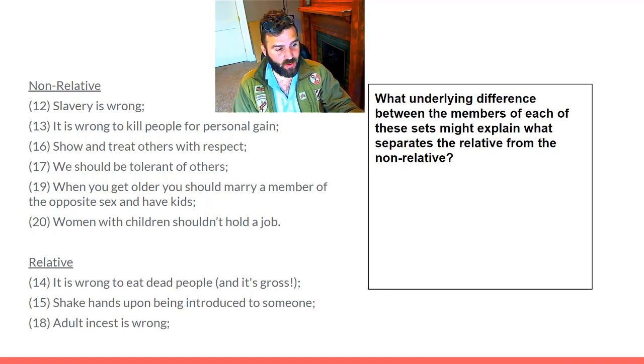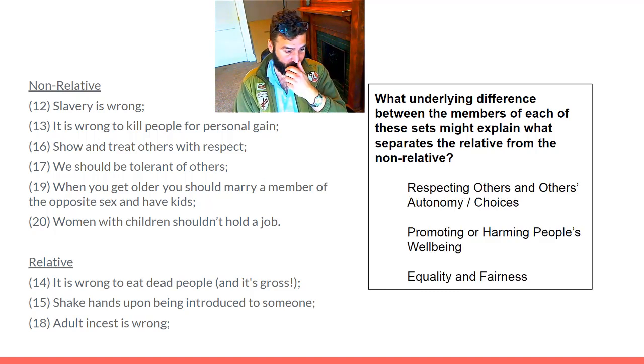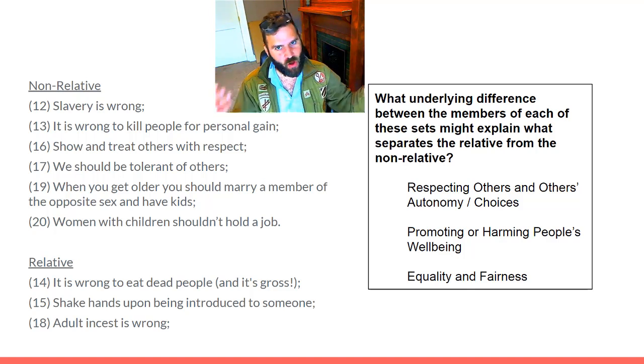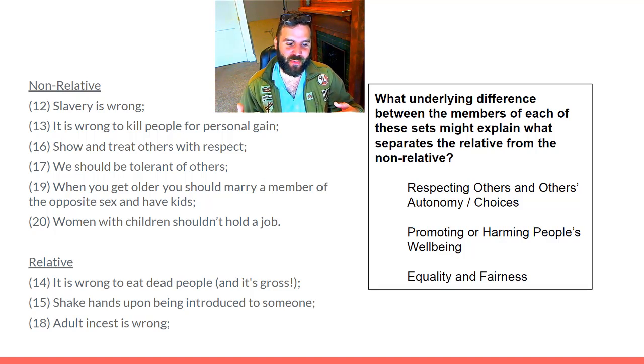Well, if we look at the things on that first list of the non-relative things, it seems that they all have to do with respecting others' choices and autonomy, about promoting or harming people's well-being, and about equality and fairness, right? And that seems to be the sort of thing that we treat as not culturally relative, that these are acultural, universal values, which aren't just universal human values like, oh, all humans happen to adopt them. Lots of humans do not adopt equality and fairness and don't care about harming others. The way that they're universal is that we think that it's just true.